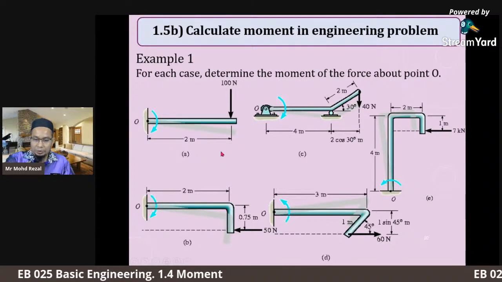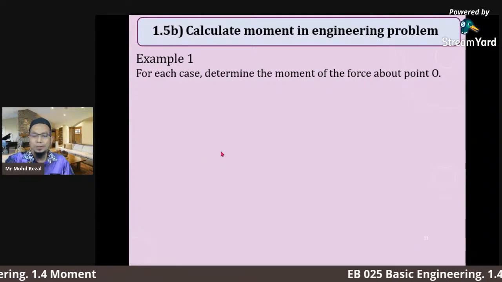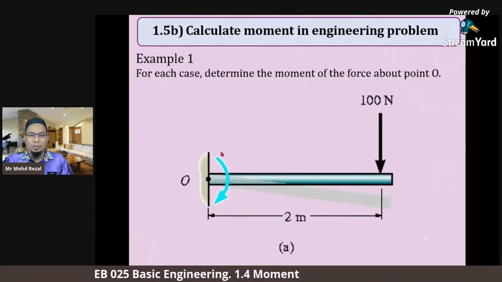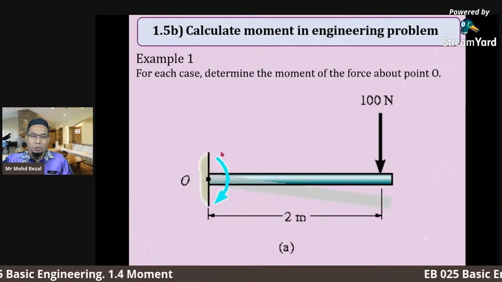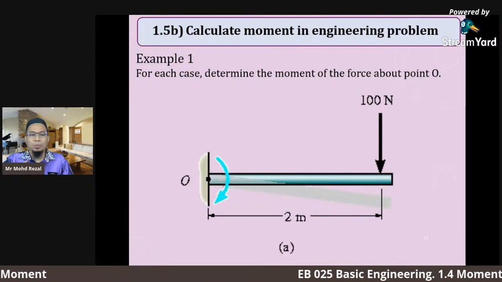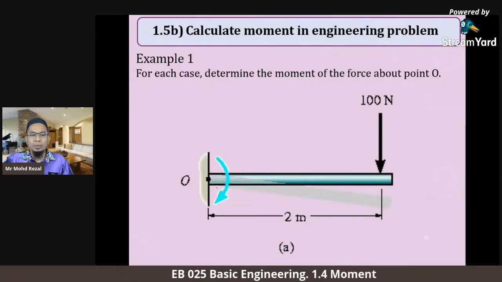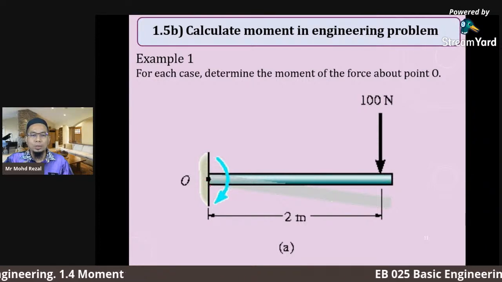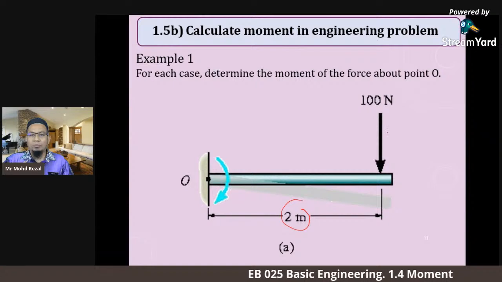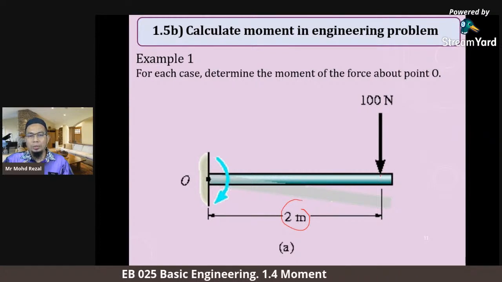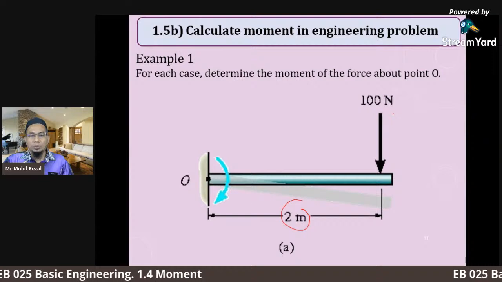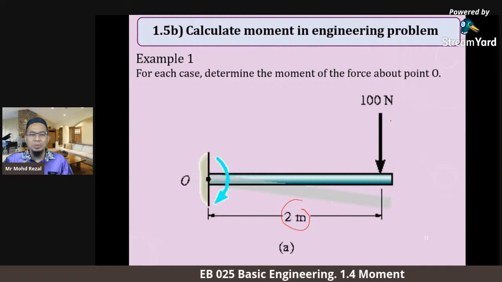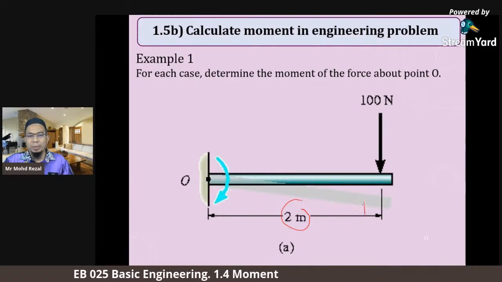Okay, we look at the first problem. It's a very simple question. This is a fixed support. The beam has a fixed support. The distance from the point O to the wall is 2 meter. And then the force applied at the end of this beam is 100 newton. Only two parameters, but you make sure the distance must be perpendicular.